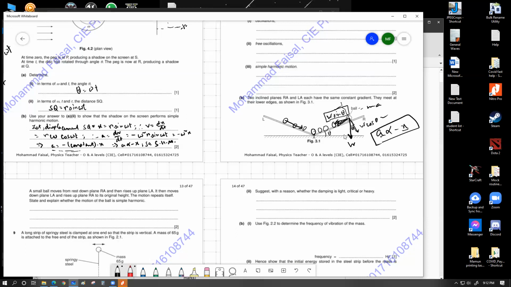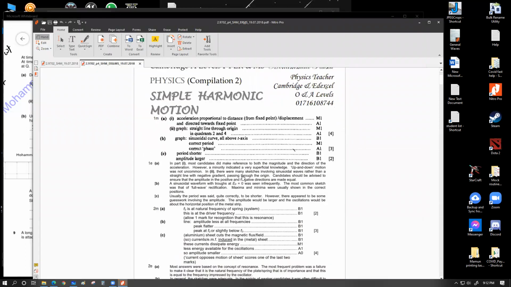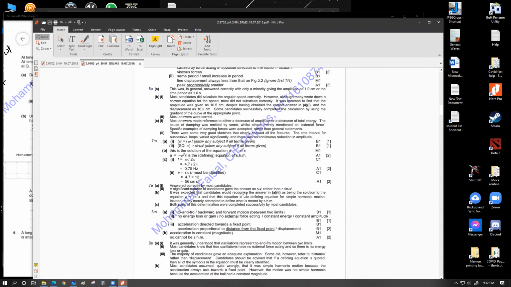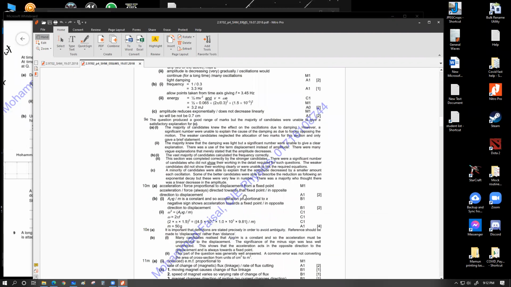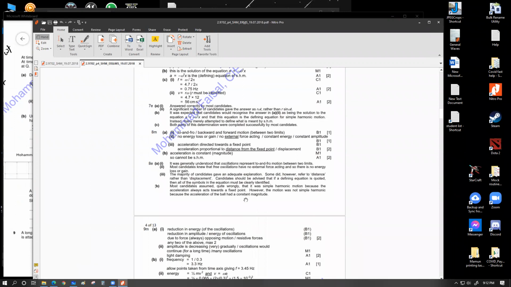Let's have a look at the mark scheme to find out what they have for us. This is question number 8B. It says acceleration is constant in magnitude, so cannot be SHM. So they only gave these two expressions. They didn't go for any derivation for that, but I would preferably draw this up and write in my own words.